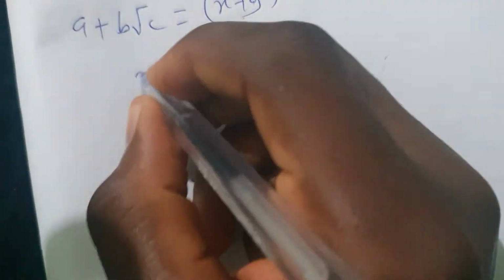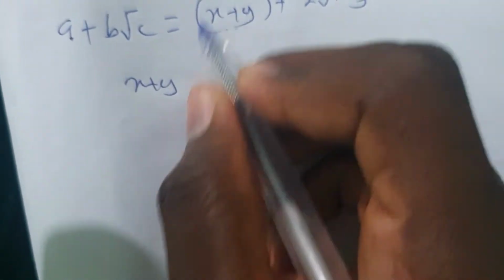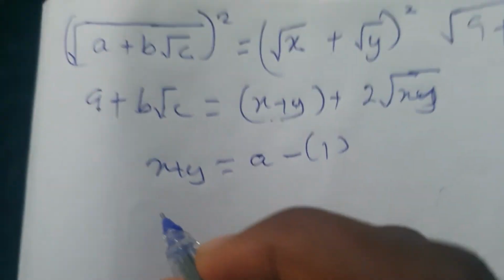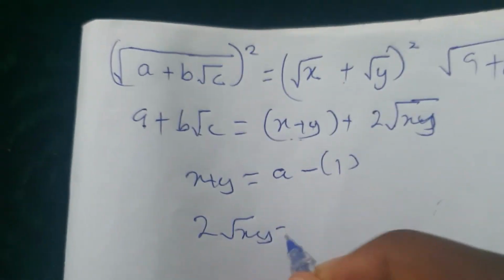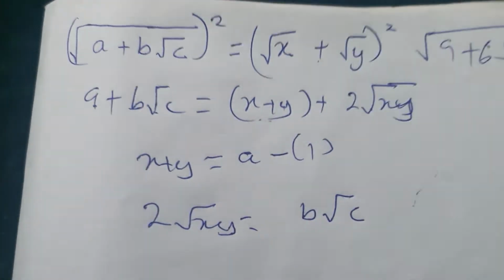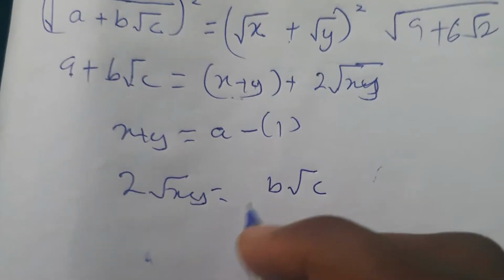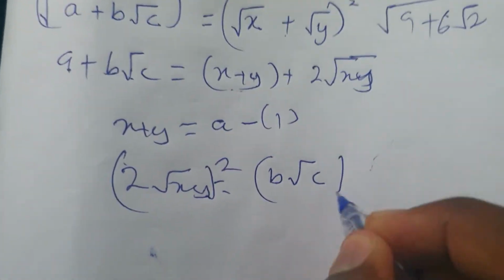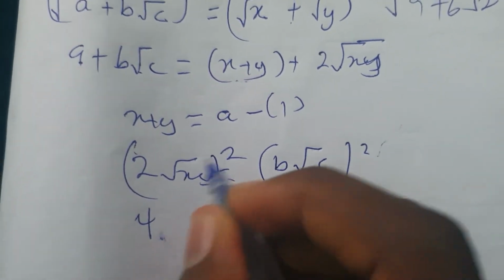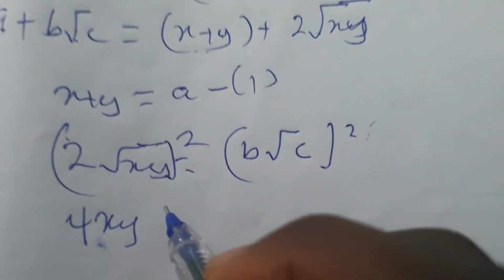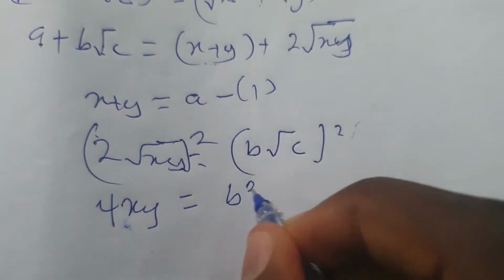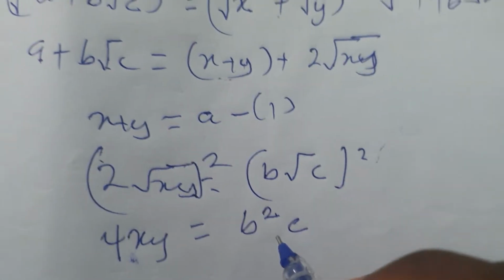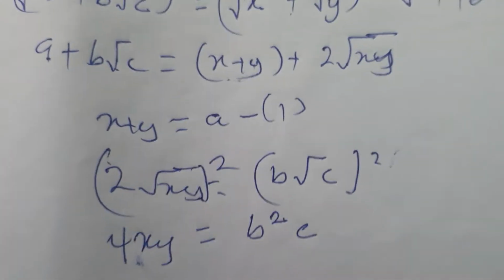Okay, so we get x plus y by comparing the whole number part. Here the whole number part is a, here it is x plus y, so x plus y is equal to a. That will be our first equation. Comparing the third part, we have 2 root xy equals b root c. Okay, so square both sides. 2 squared is 4, root xy all squared will be xy, equals b squared, root c all squared will be c.